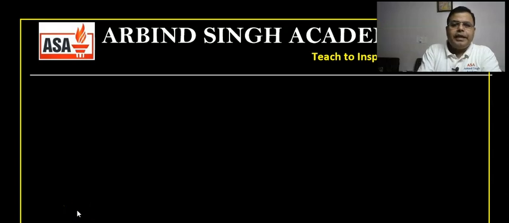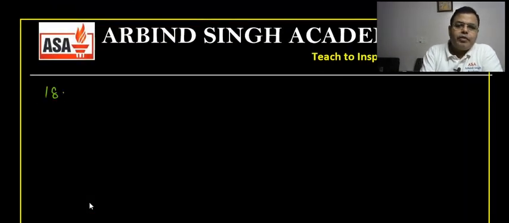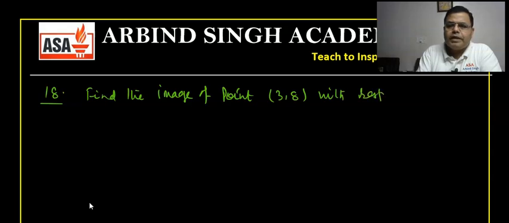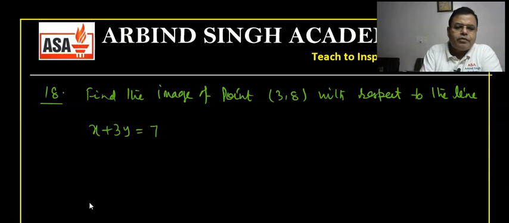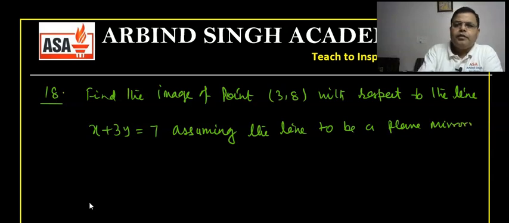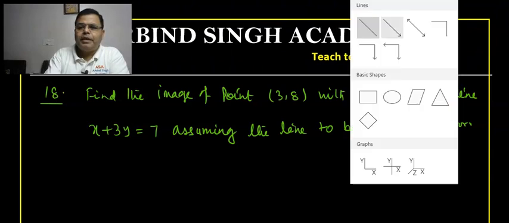So the first question we can start from is question number 18 today, and that is: find the image of point (3, 8) with respect to the line x plus 3y is equal to 7, assuming the line to be a plane mirror. Here the line is like a plane mirror, and we have to find the foot of perpendicular first, then only the image can be written.